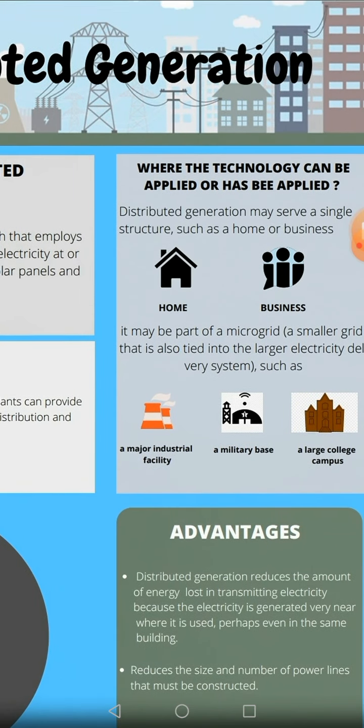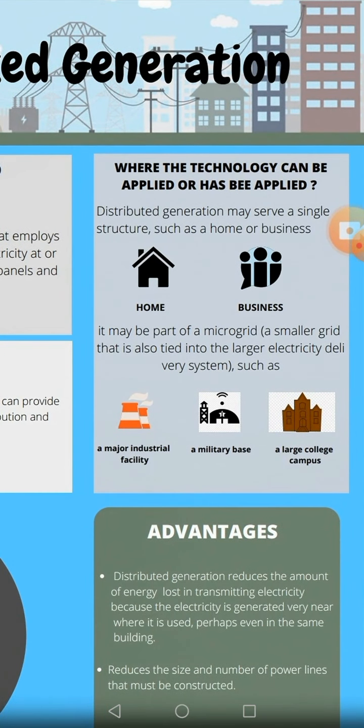Okay, next we want to talk about where the technology can be applied or has been applied. Distributed generation may serve a single structure such as a home or business. It may be part of a microgrid, such as a smaller grid that is also tied into the larger electricity delivery system, such as a major industrial facility, a military base, or a large college campus.